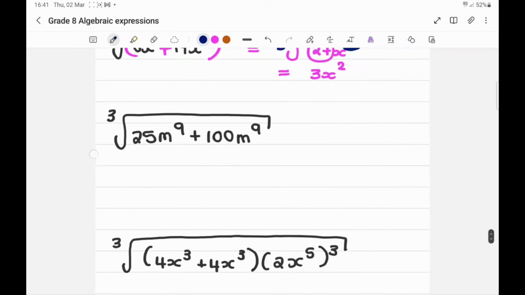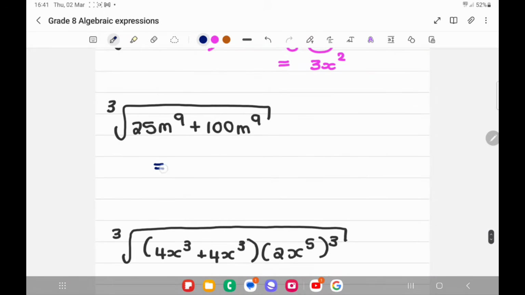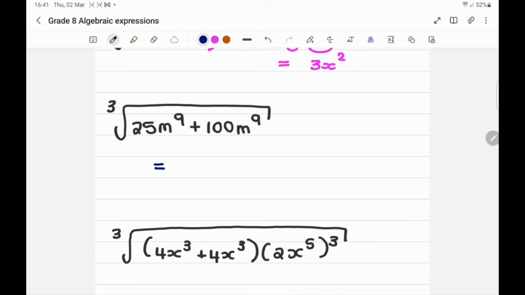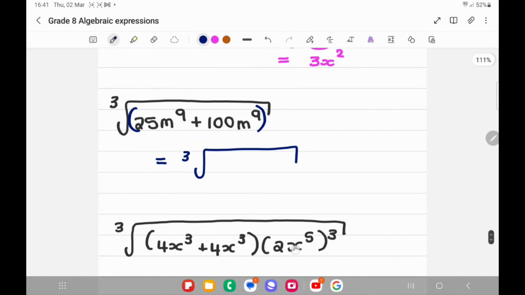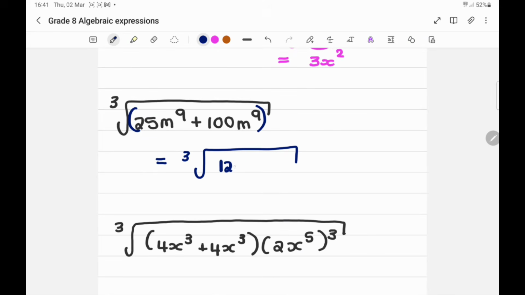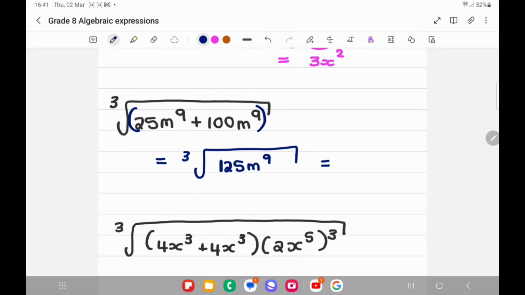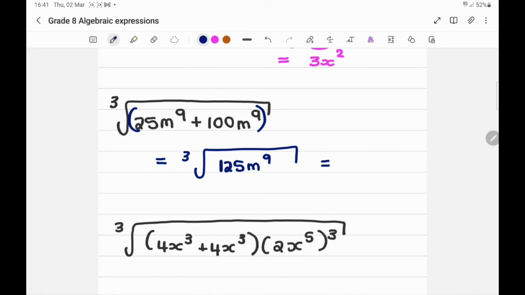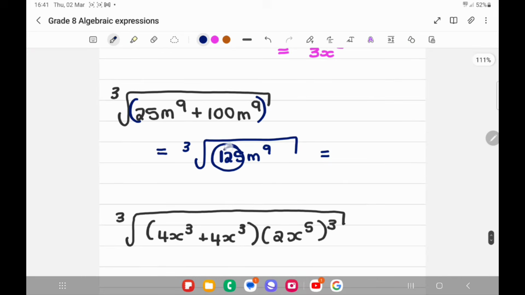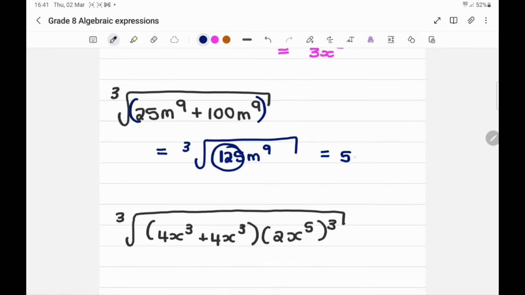Then over here, again, an addition under a cube root. You have to complete the addition first, and then you can take the cube root away. So then you've got the cube root of 25 plus 100 is 125, m to the power 9. These two stay the same because they're like terms. You add them and then they stay like m to the power 9. Then cube root 125 is normal, which is 5. M to the power 9 divided by 3 gives you 3.